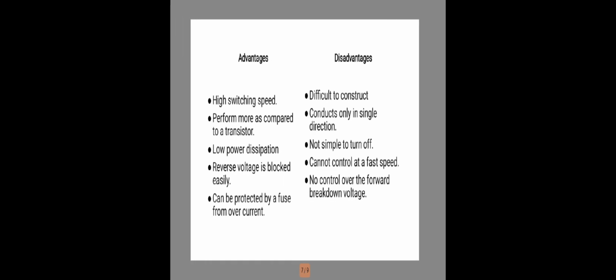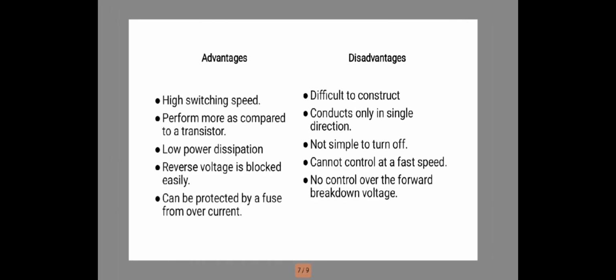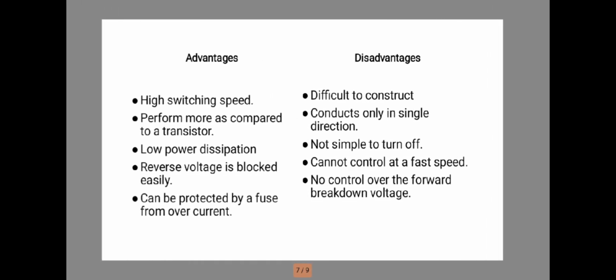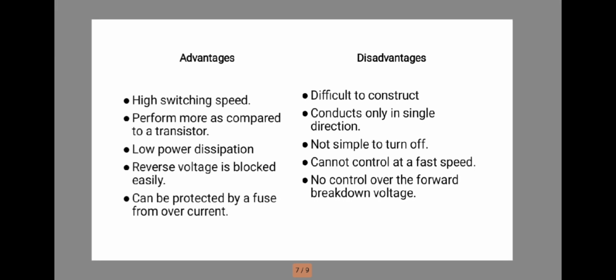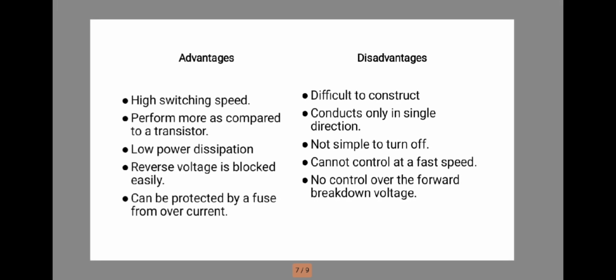Advantages and disadvantages of using the Shockley diode. Firstly, the advantages of the Shockley diode. These diodes have a high switching speed. It can perform better as compared to a transistor because its construction includes two transistors that are connected through a common terminal. It gets latched into the on state.